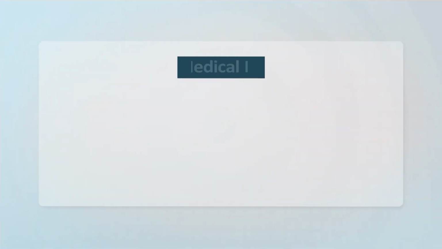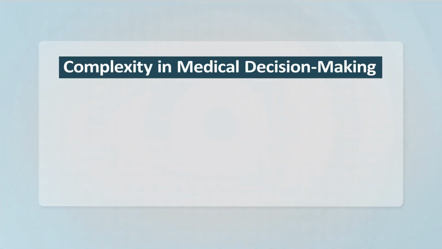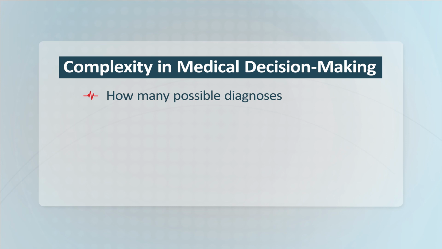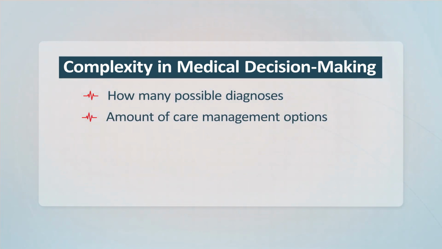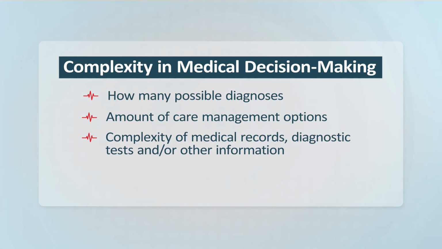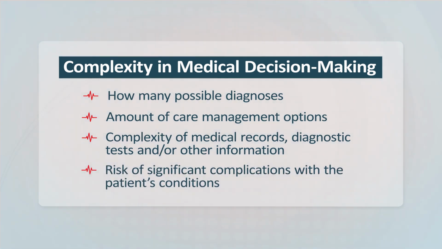There are 2 CPT codes for transitional care management, and they are based on the complexity of medical decision making. Only one code can be billed per patient per program based on the complexity. So what goes into determining the complexity of medical decision making? How many possible diagnoses and/or the amount of care management options need to be considered, the complexity of medical records, tests, and other information that needs to be acquired and analyzed, or the risk of significant complications with the patient's conditions. It's ultimately up to the provider to determine the level of medical decision making and to bill one of the following codes.